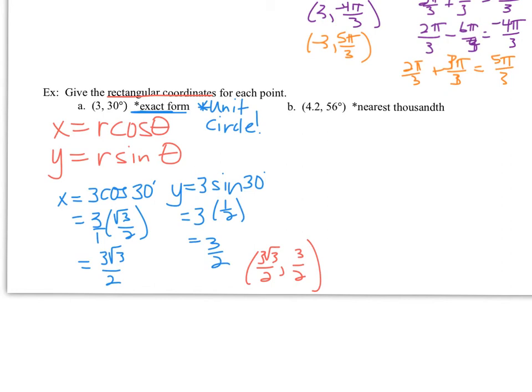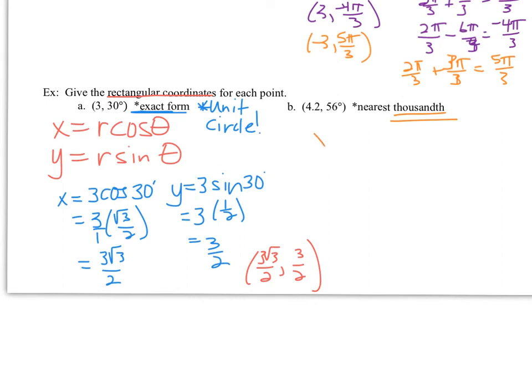You'll know that it's going to be exact if any of those theta values in degree or radian is from the unit circle. But in our next example, 56 degrees wasn't one of our 16 specific locations. This is where you'll want a calculator handy. Also notice in the directions it says to the nearest thousandth. That means 3 decimal places.